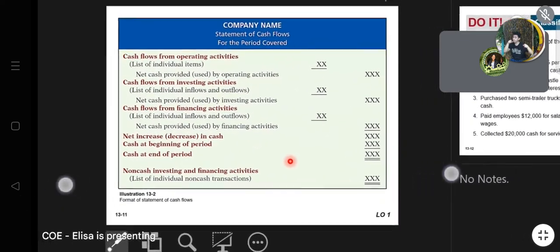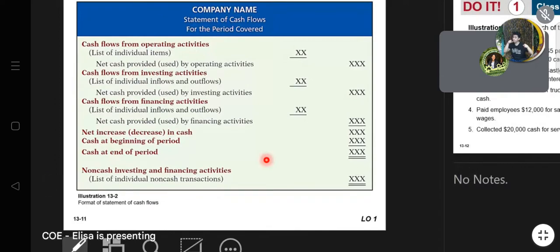Remember, this will be our format. Okay, so you have the company name, statement of cash flows, and the period covered. For the period covered, there is no beginning and end, just like the income statement and owner's equity. So you start with cash flows from operating activities, and then a list of individual items. So it is detailed, no?